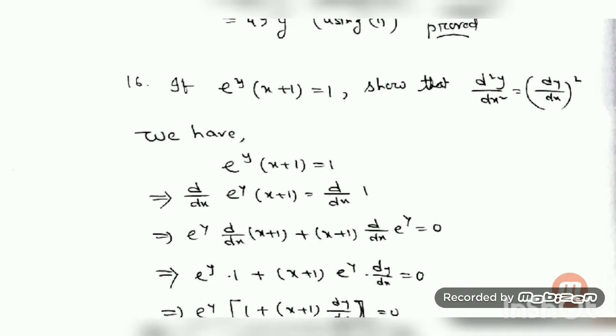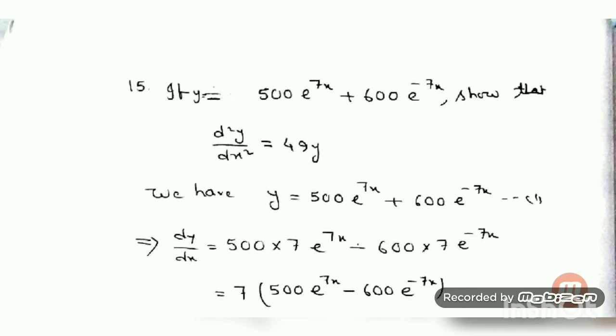Now let us go to question number 15. So hope you understand both the methods I have done. The question number 15 is y equals 500 e to the power 7x plus 600 e to the power minus 7x. Show that d2y/dx2 is 49y. Here it is possible to use the direct method. So you see y, this one I have written, mark it as number 1, as I know earlier that we can use substitution here.